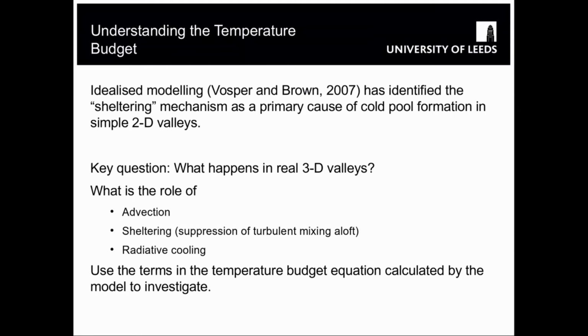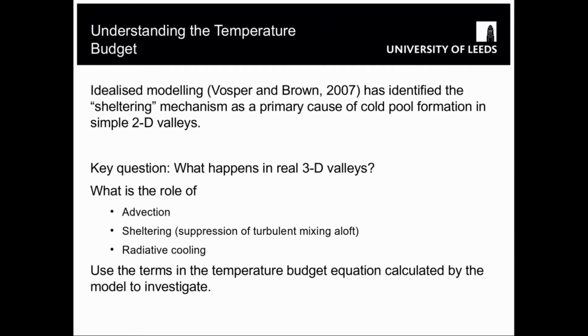This decoupling of the flow within and above the valley means that the reduced winds in the valley reduce the turbulence and the mixing, and therefore the surface cools, but we can't transport warmer air down from aloft to counteract that. Therefore you end up with colder temperatures within the valley as a result of that in situ cooling, compared to outside the valley where the stronger winds can lead to more mixing and warming. So this idealized study was for very simple 2D valleys, and the question was, well, what happens in real 3D valleys? What is the role of advection transport, this sheltering mechanism, and the radiative cooling?